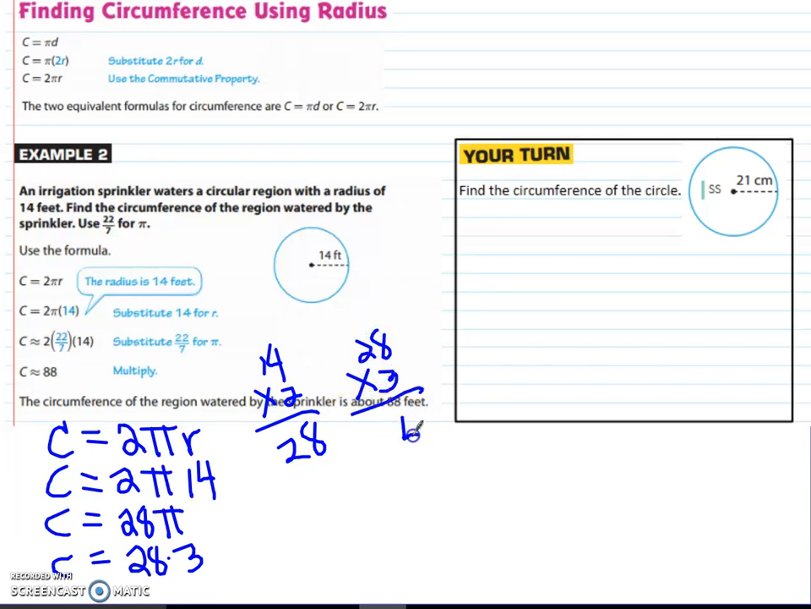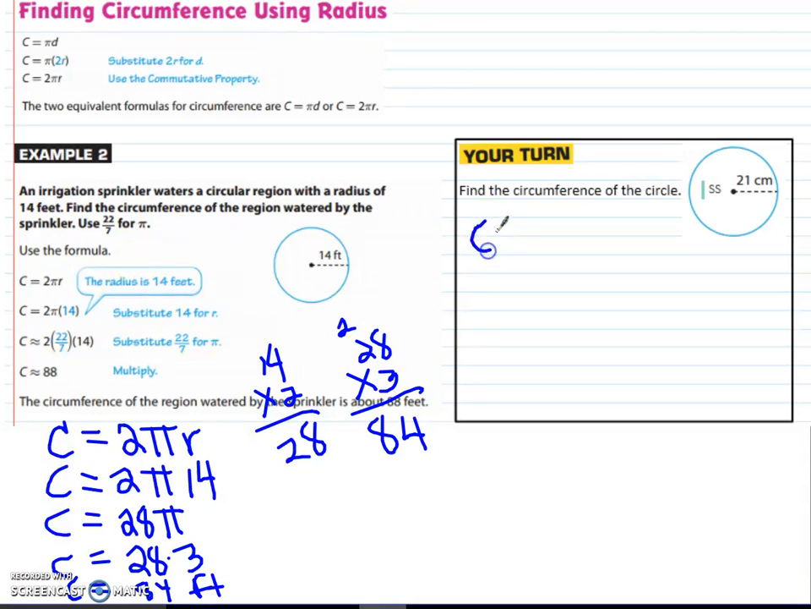And then another answer could be 28 times 3. 3 times 8 is 24. 3 times 2 is 6, plus 2 is 8. We could have 84. So 84 feet. Now we could also do something with 3.14, which could change it up a little bit.